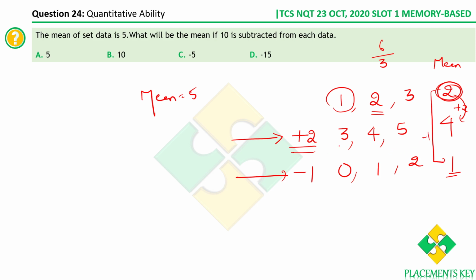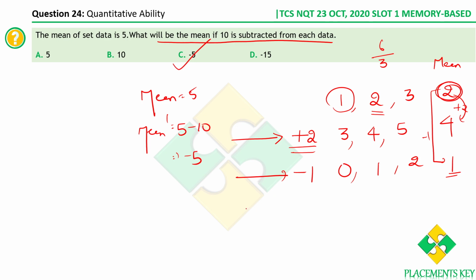Therefore, when each of the individual terms is increased by 2, the mean also increases by 2. When each of the individual terms is decreased by 1, the mean also decreases by 1. Let's go ahead with the same thing. What will be the mean if 10 is subtracted from each number? Just now we discussed, when 1 was subtracted from each number, the mean also decreased by 1. So when each of the data is decreased by 10, the mean also decreases by 10. Therefore, the new mean will be 5 minus 10, which is minus 5. Option C.